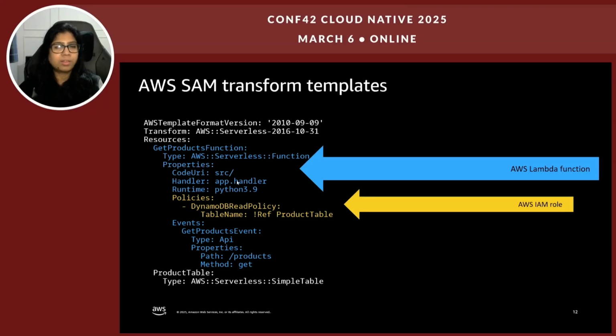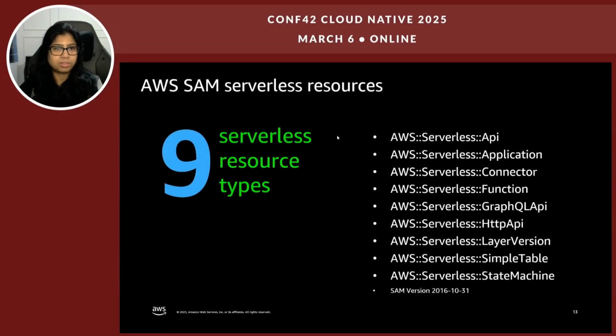That's how these high-level serverless constructs work. We have this available for 9 resource types, which you can use, and then reduce the number of lines of code that you actually write for infrastructure as code. And to make that into a bigger CloudFormation template, SAM takes care of it.